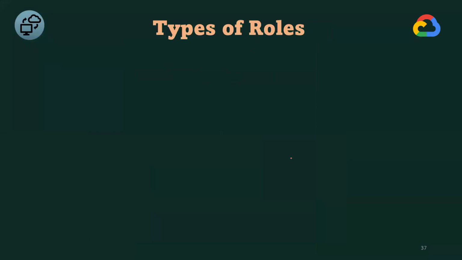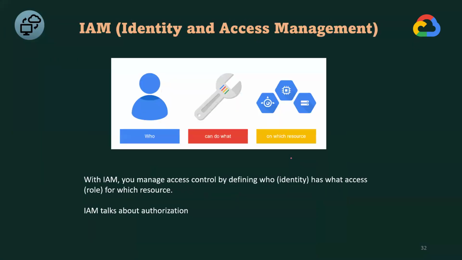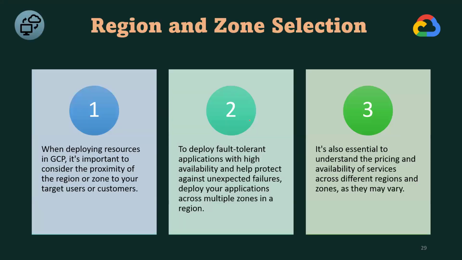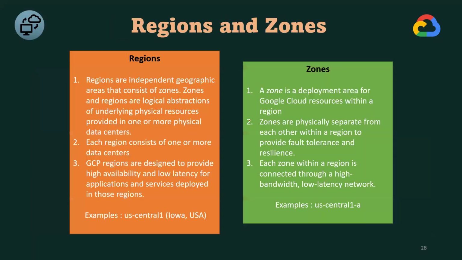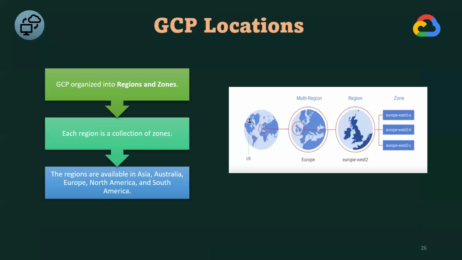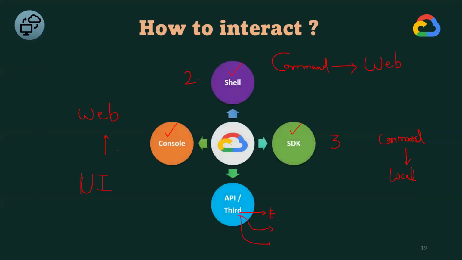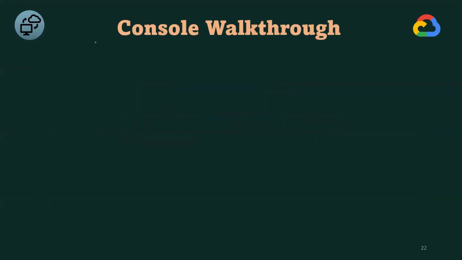So we will be having a lot of things. I'm telling you, look at here. Roles. For each and every word that I say, it is going to be one topic. Regions, zones, locations. So we just covered until here only. How to interact with the GCP. Tomorrow I'm going to tell you the console walkthrough, whatever I told you. How to create a project, how to enable all of those things, I will tell you tomorrow.